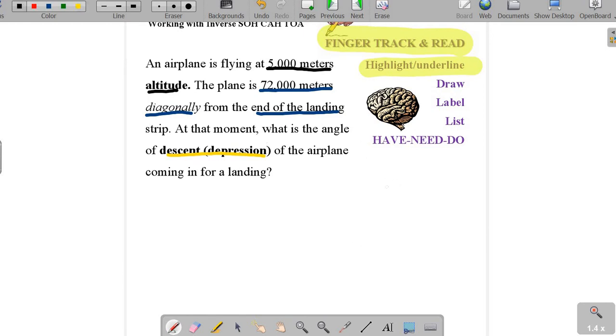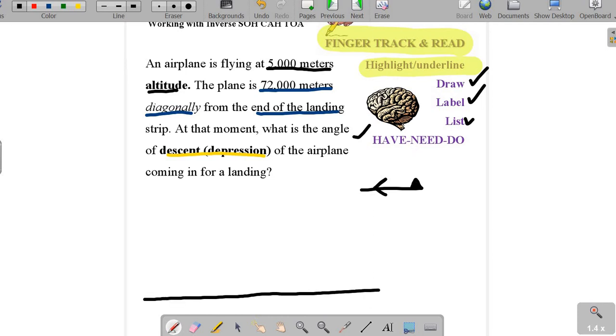So we start drawing, label our drawing, list the given information if needed, and then have, need, do. So we have an airplane of some sort. You could probably draw a much better airplane than I can. And we have a ground and a landing strip. The airplane is at 5,000 meters altitude.